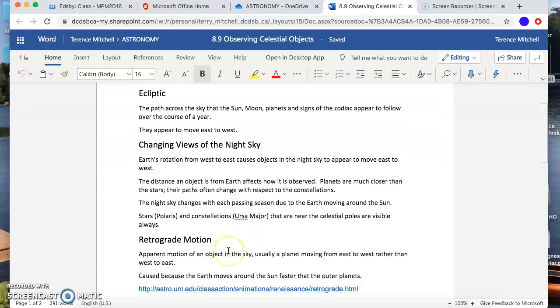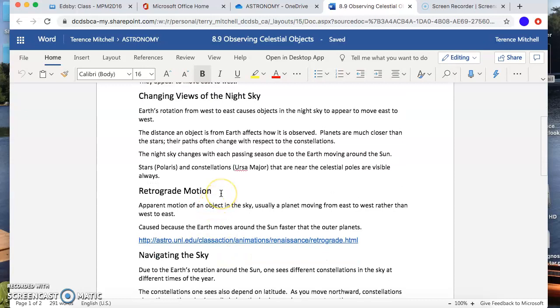Kind of a neat thing, retrograde motion. Stars don't move, but they appear to move in relation to the Earth because we are moving. Other planets do move. We know that they are in orbit around the sun. And so retrograde motion is kind of a neat phenomenon where a planet appears to be moving in the opposite direction.